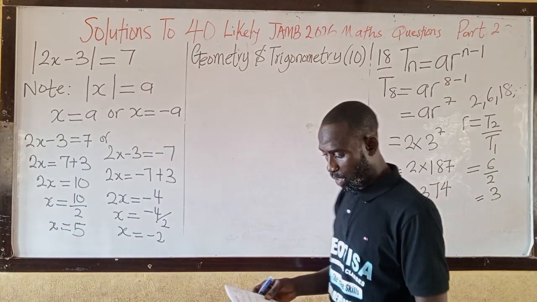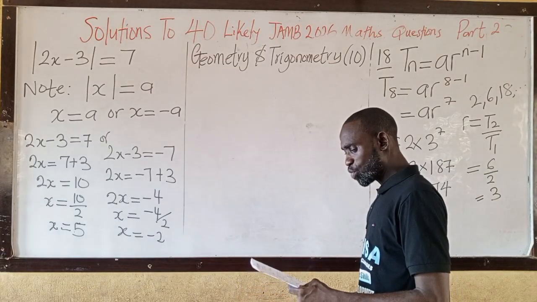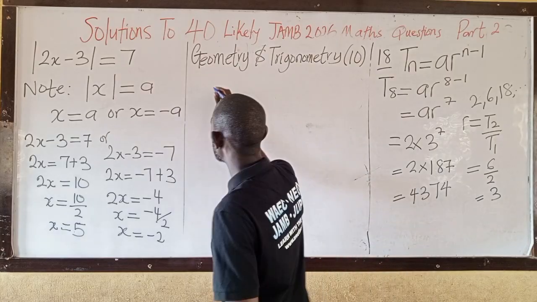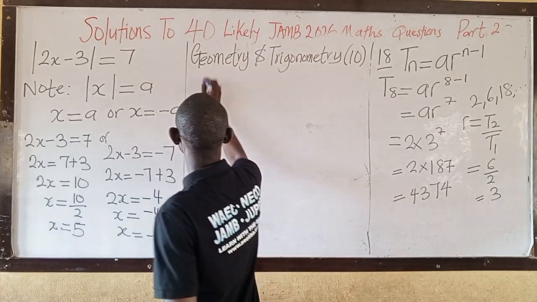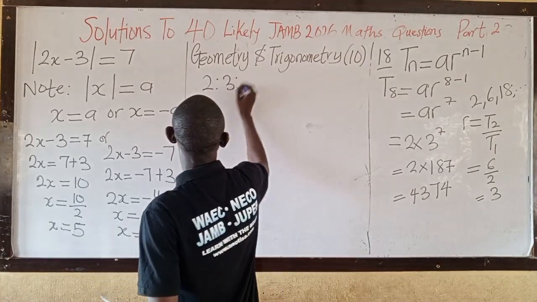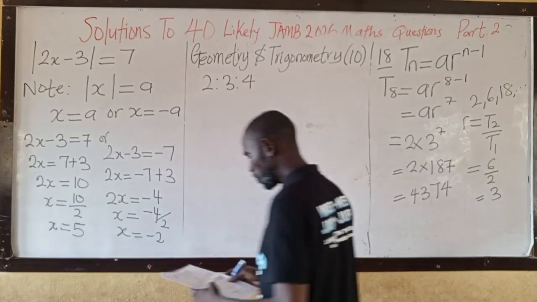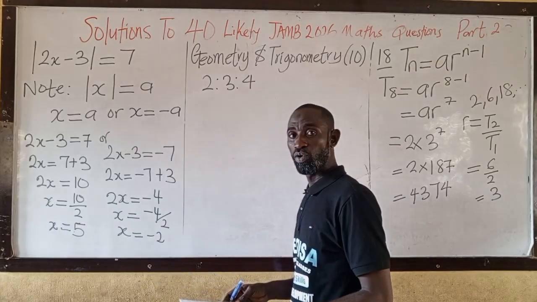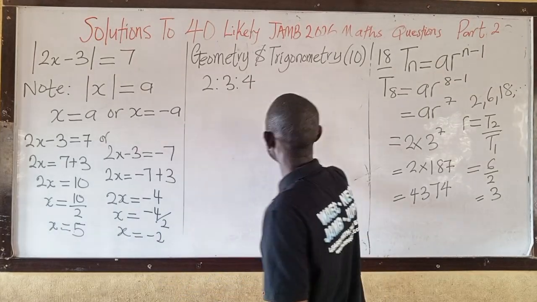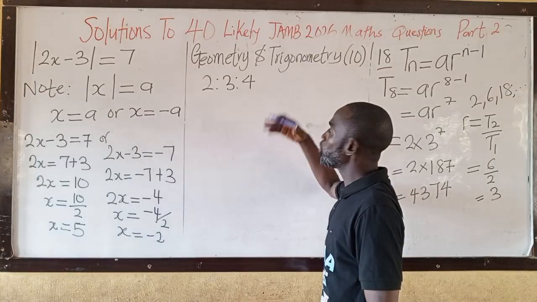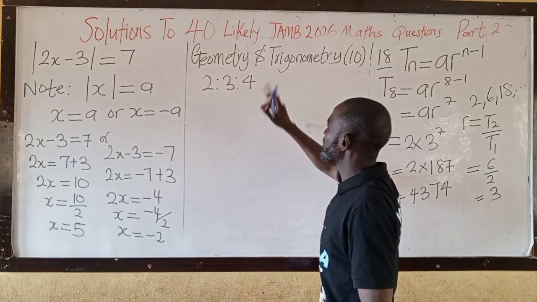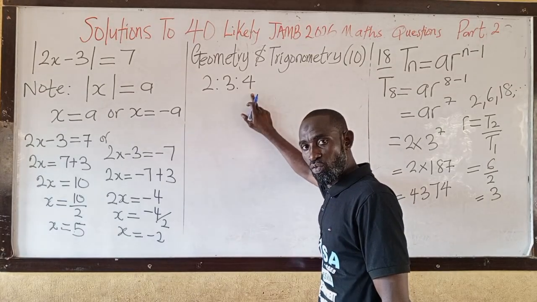So let us go to the question that we have here. The angles of a triangle are in the ratio 2 to 3 to 4. We want us to find the largest angle. The largest angle will be proportional to the largest what now? Largest ratio. Are you with me?